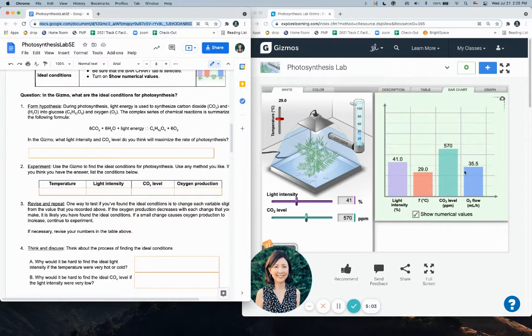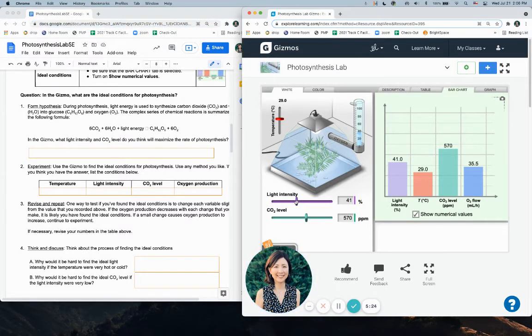So the more oxygen that's being produced, that tells us more photosynthesis is happening. So we want to see what the light intensity, the CO2 level, and the temperature should be to get the most oxygen produced. You're going to fiddle with these different levels to see what is the ideal light intensity, the ideal CO2 level, and temperature. So let's go ahead and try temperature.